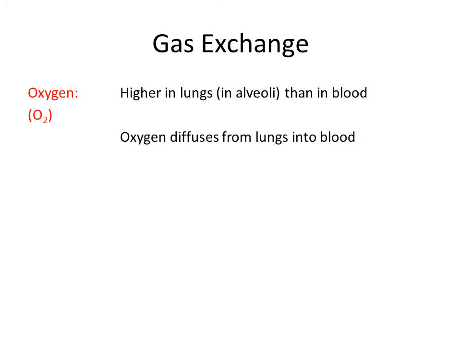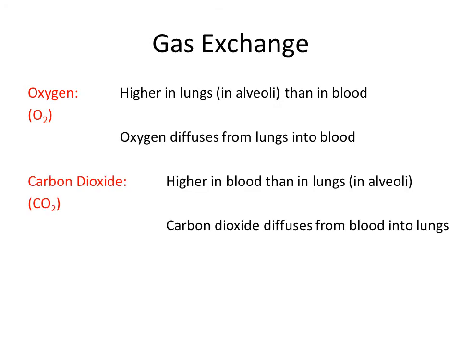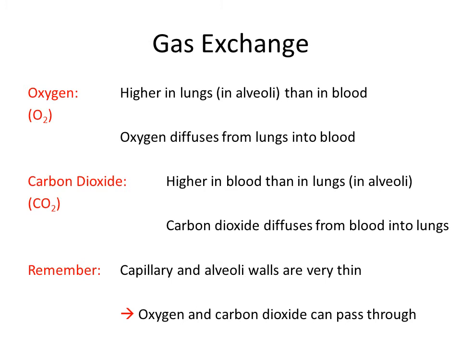Oxygen is higher in the lungs, in the alveoli, than in the blood. This means that oxygen diffuses from the lungs into the blood. Carbon dioxide is the opposite. It is higher in the blood than in the lungs. Carbon dioxide then diffuses from the blood into the lungs. Remember that the capillary and alveoli walls are very thin, so oxygen and carbon dioxide can pass through.